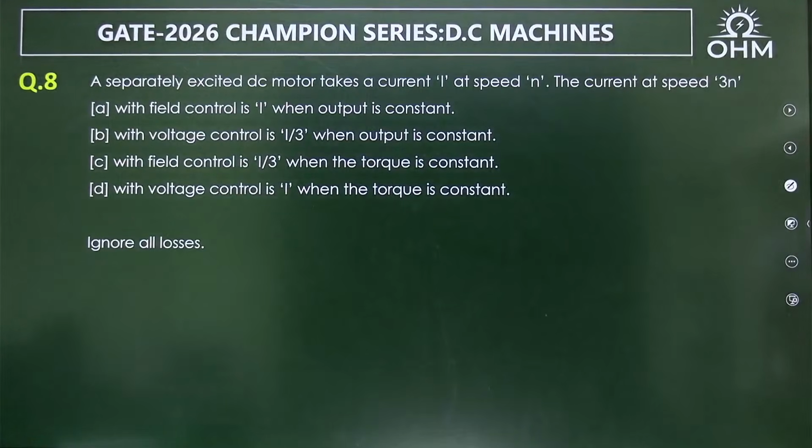Next question. Look at the options. Based on the options, you have to understand it is an MSQ question. The options are in square brackets. That means it is an MSQ question.